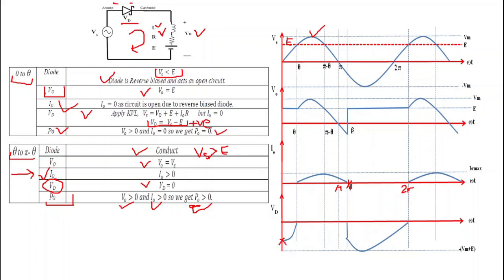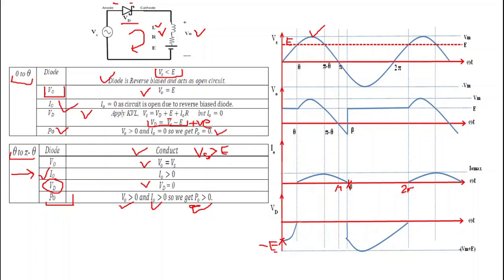We know that at omega t equals 0, this diode is reverse biased. So in this equation, Vd is equal to Vs minus E. At omega t equals 0, Vs is equal to 0. That's why we get Vd equal to minus E. So this point is minus E.